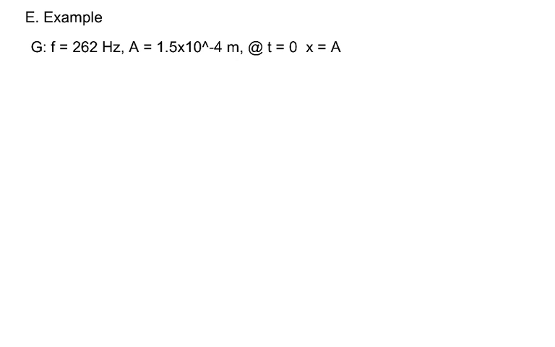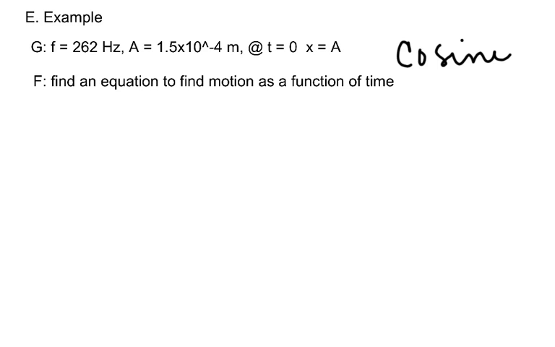Okay, so in this problem we have some sort of simple harmonic motion where there's a frequency of 262 hertz. There is an amplitude of 1.5 times 10 to the negative 4 meters, and at time equals 0, the position away from equilibrium position is maximum, or it's the amplitude. And what this means is that we therefore have a cosine function, cosine condition. So your goal is to find an equation for motion as a function of time.